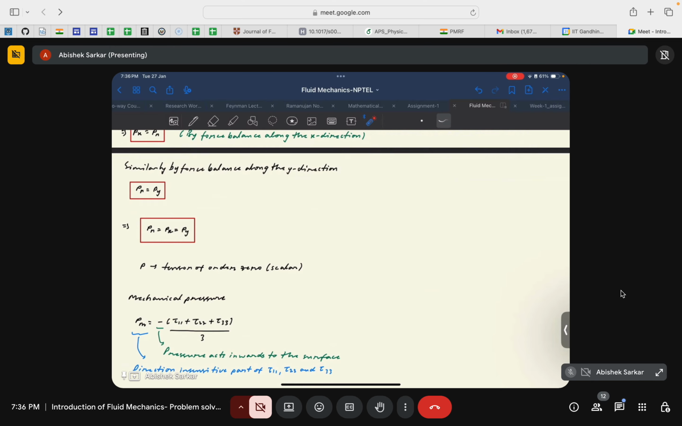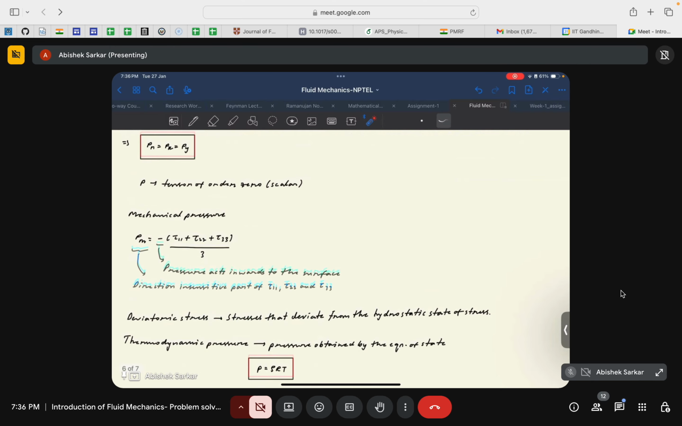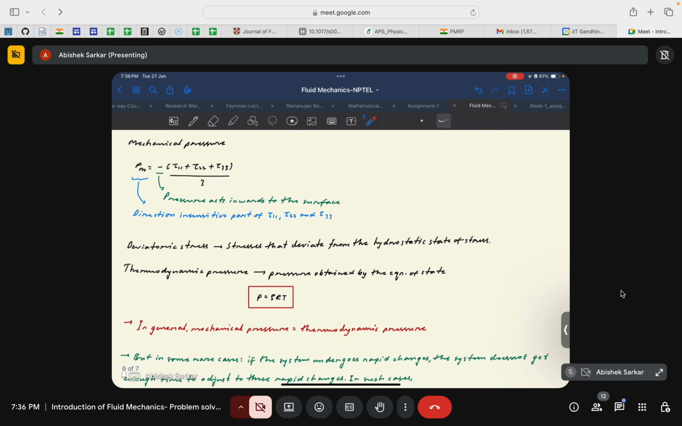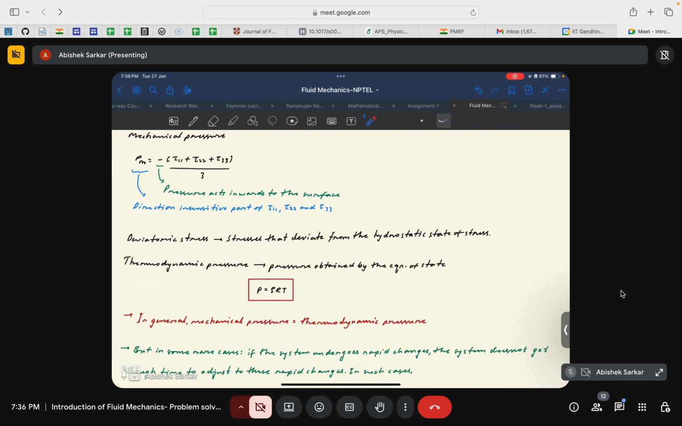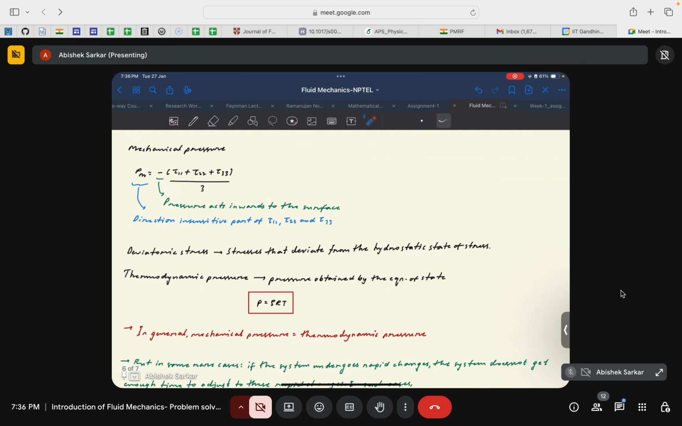So that's all. And there's one last, very small definition. Just take it for what it is being said. There is one distinguishing factor between pressure: we consider two types of pressure. In a very formal sense, we distinguish pressure into two parts: the mechanical pressure and the thermodynamic pressure. Mechanical pressure is basically determined by taking the negative of the average of the normal stress that acts on the fluid element.